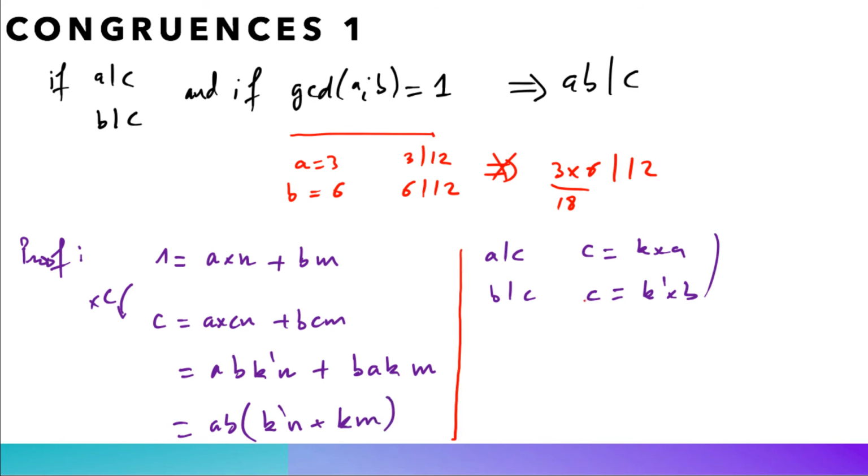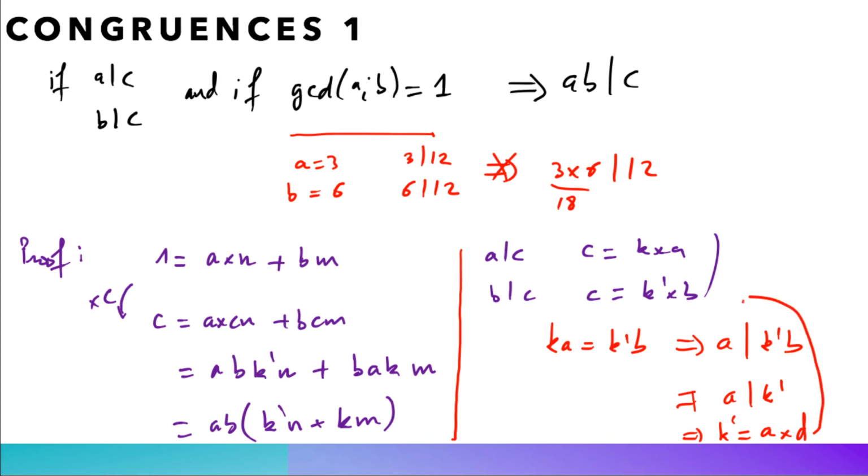Actually, we can derive this differently from the Gaussian lemma seen in the previous lecture too, because if C is equal to k times A and C is equal to k prime times B, then we have that kA is equal to k prime B, which implies that A divides k prime B. But since the GCD of A and B is equal to 1, the Gaussian lemma implies that A must divide k prime. From here we see that k prime is equal to A times a certain integer d, and if we plug this here now, one gets that C is equal to AB times d, and this means that AB divides C.